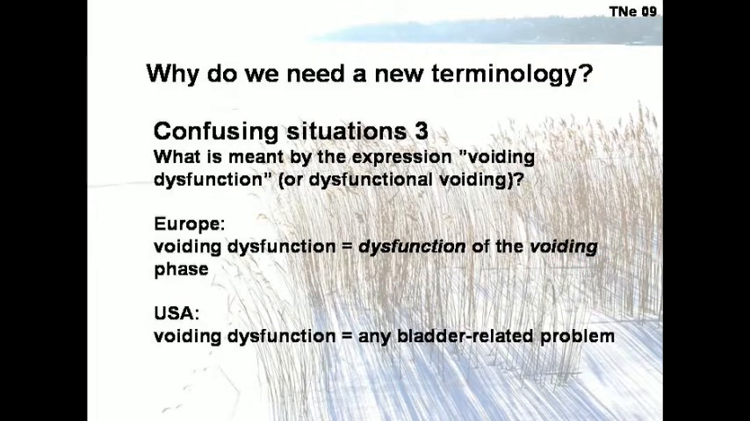And then there's an eternal problem about voiding dysfunction. In my country, or in most European countries, when you say voiding dysfunction, you mean dysfunction of the voiding phase. That is, children with the staccato curves in uroflowmetry. When you talk to an American, voiding dysfunction can be an umbrella term for any kind of bladder dysfunction, and then dysfunctional voiding is not the same as voiding dysfunction, and that turns very confusing, at least to me.